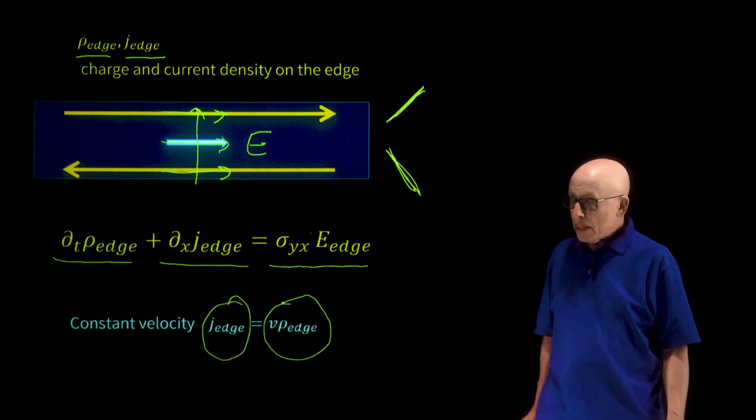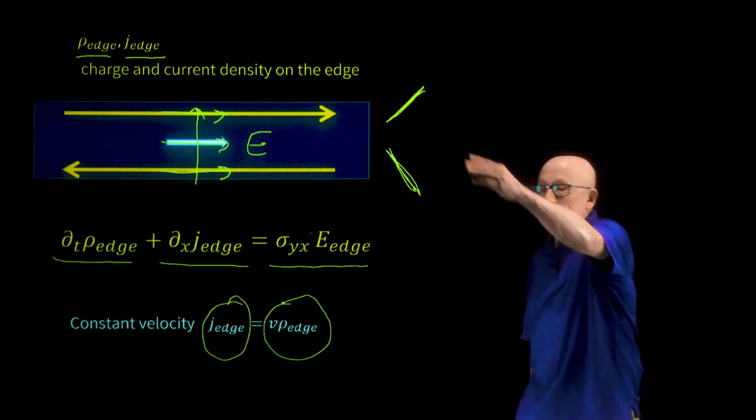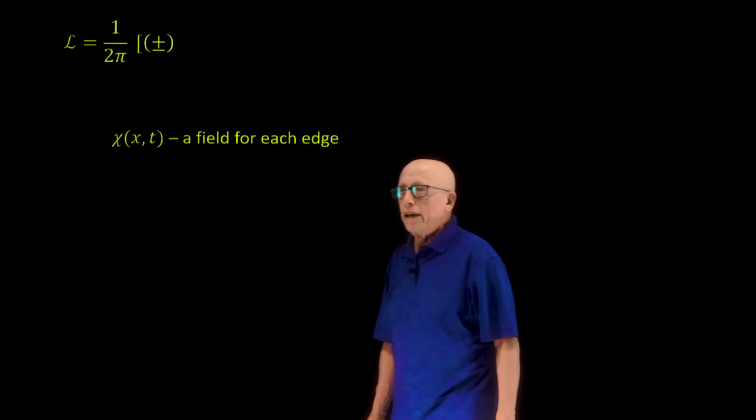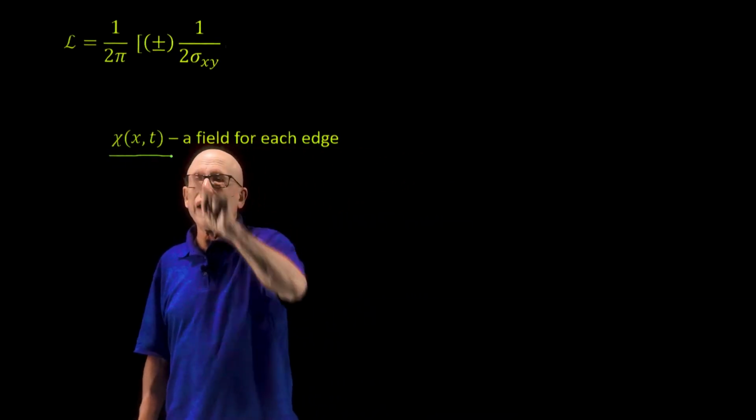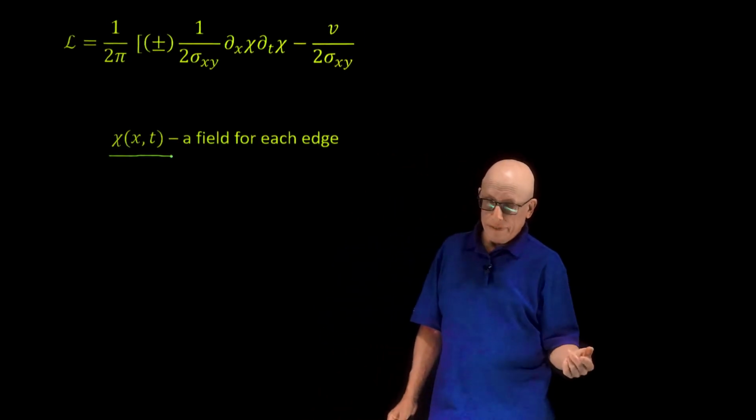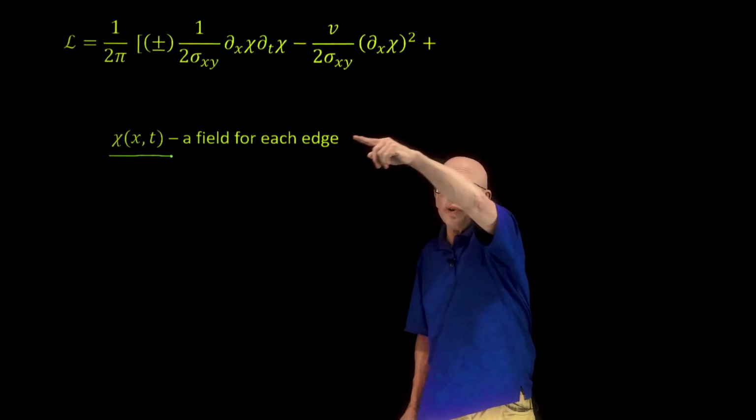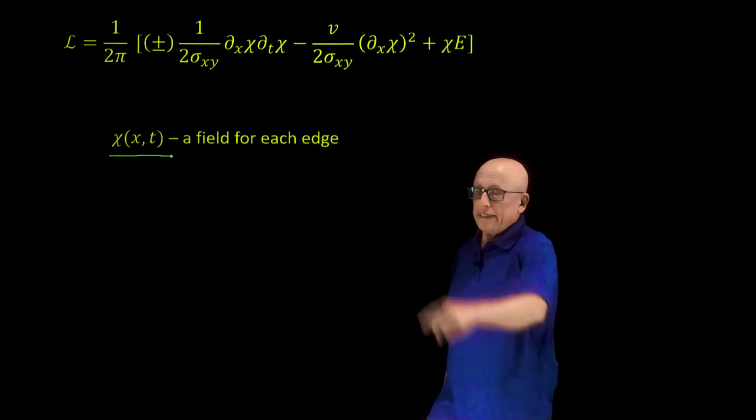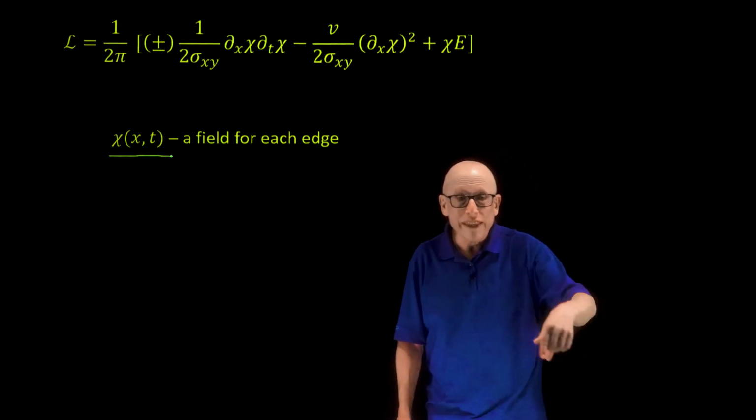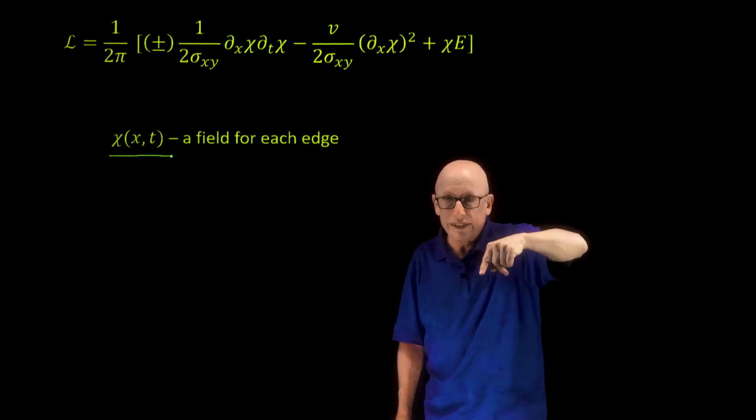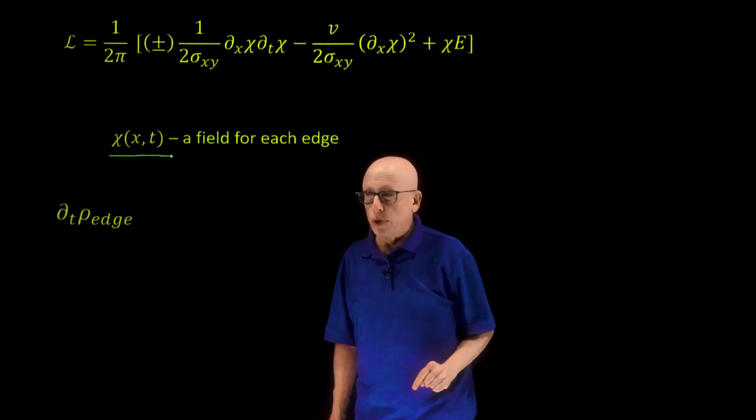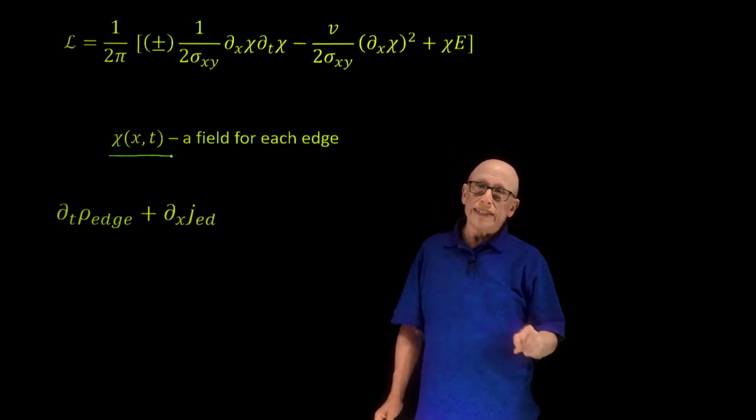So with these two, we can now write a Lagrangian density in terms of a field chi that's a function of position x and time t. And we're going to write a Lagrangian density. Here it is on the board. And we're going to see that this Lagrangian density reproduces the equation of motion that we already know that we want. So this Lagrangian density has three terms.